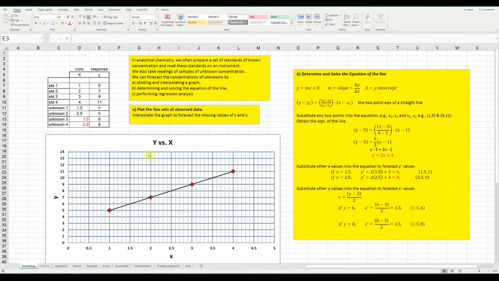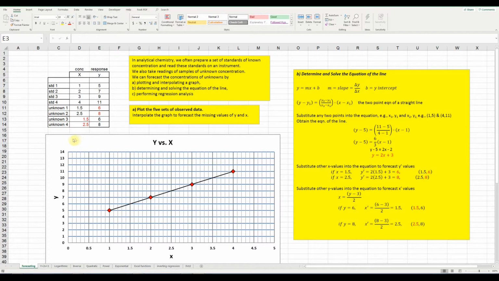Let's assume for a minute that we have 4 standards of known concentration that we've prepared, and these concentrations are 1, 2, 3, and 4 ppm. And the instrument response was 5, 7, 9, and 11 units. What we would then do is plot a graph, concentration in ppm on the x-axis, that's our independent variable, instrument response, our dependent variable, on the y-axis. And here's what our graph would look like.